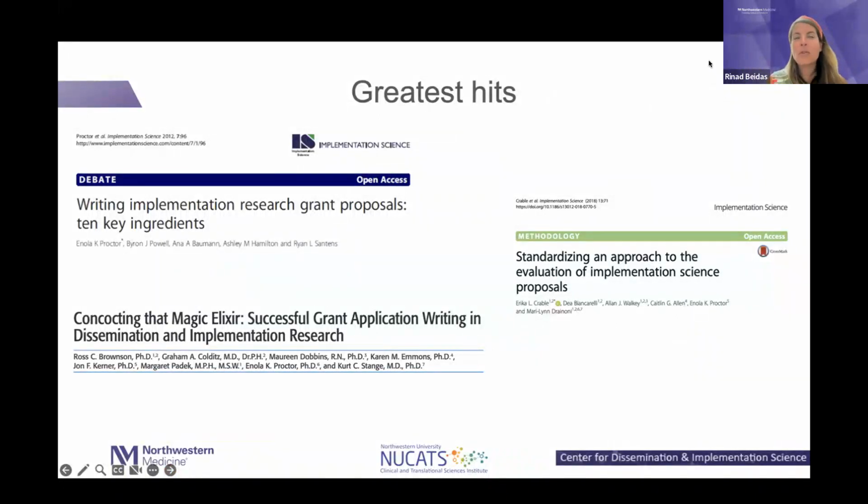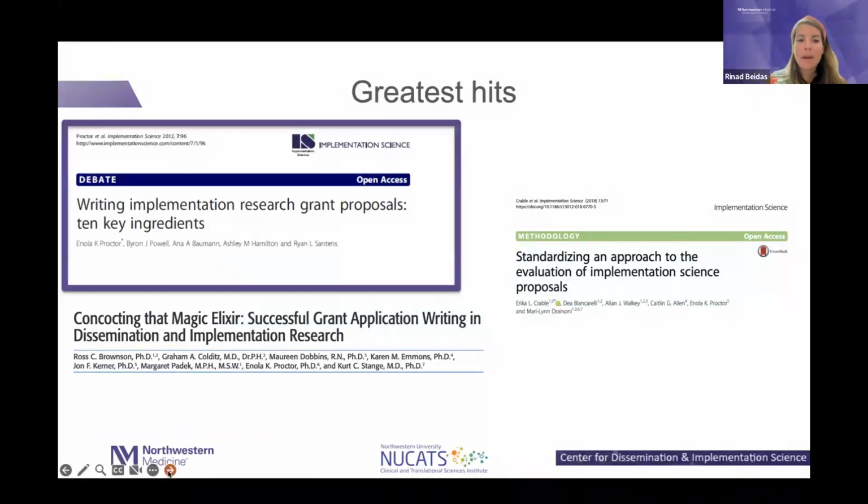I usually say if you read only one paper, I would recommend this paper from 2012 by Enola Proctor and colleagues. Even though it's an old paper, it still has the core foundational information that you need when you think about putting together these grants. But I also want to share 2 others in case you have time that are helpful. One is in the Clinical and Translational Science journal, and then one actually operationalizes an approach to going through a D&I grant and seeing if it's hitting the criteria that were initially laid out by the Proctor paper. That's by Erica Crable and colleagues.